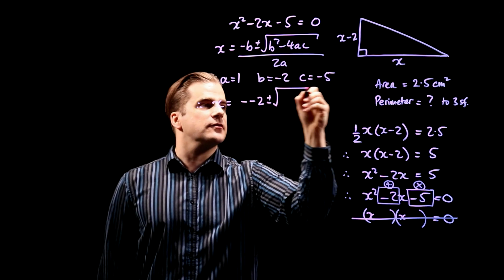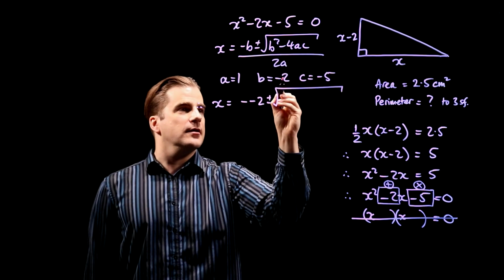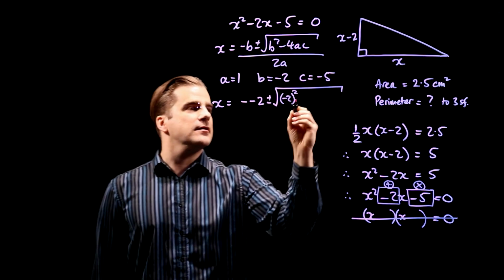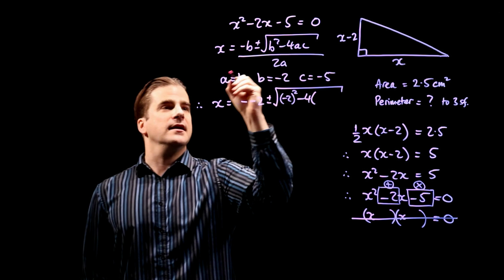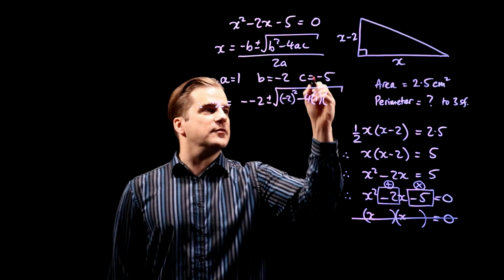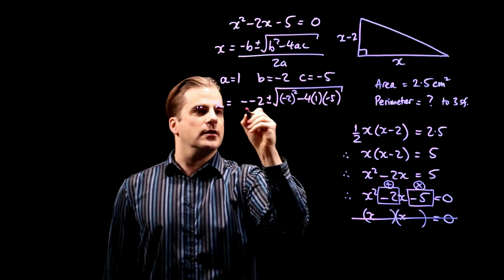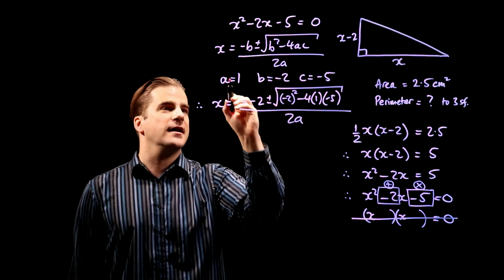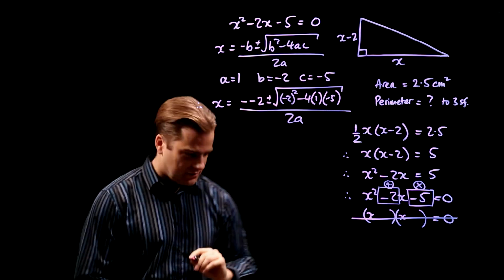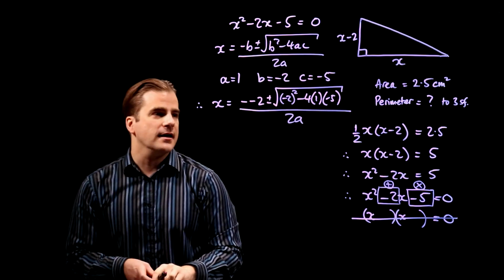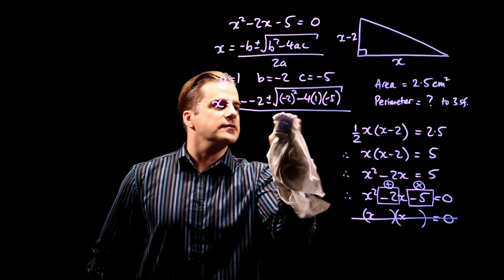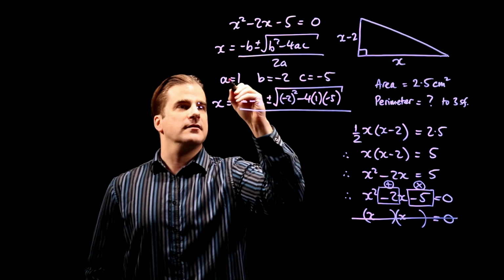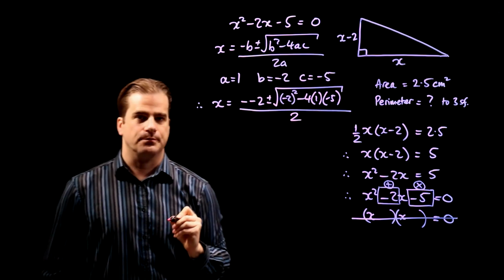Plus or minus square root of b squared. Minus 2 squared, b squared. Minus 4 times a is 1. Times c is minus 5. All over 2a. A is 1, so that's just 2. 2a, a is 1, 2 times 1 is 2. Okay?